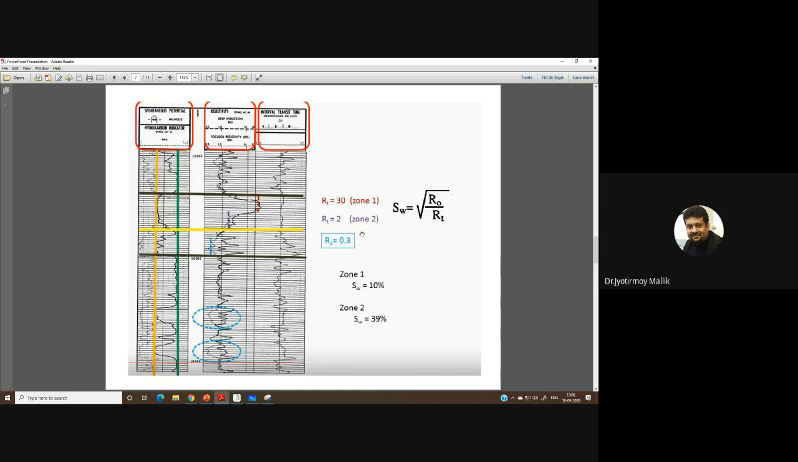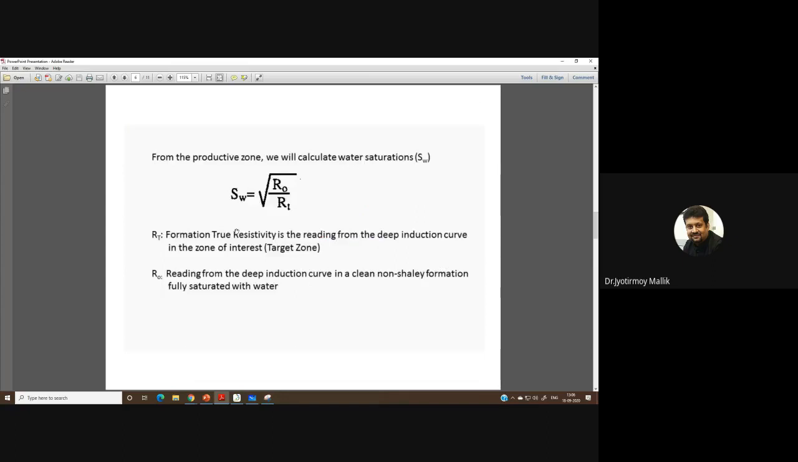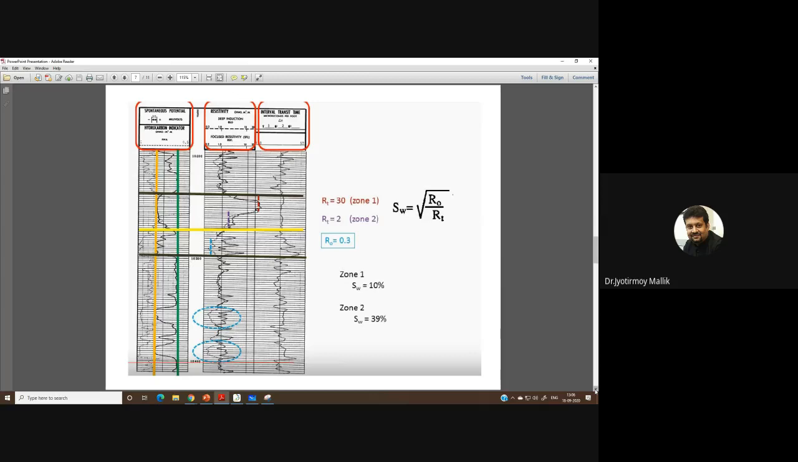Okay, so we can calculate at zone 1, which is this one, the purple, the red zone. We have got the value of RT is 30, and in the water zone we have got the value of R0 is essentially 0.3, which is here, this blue line, and in zone 2 the value of RT is 2. So we can actually calculate in zone 1 using this formula, the water saturation is 10%.